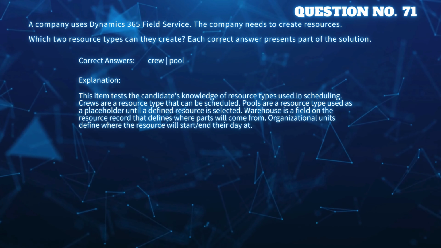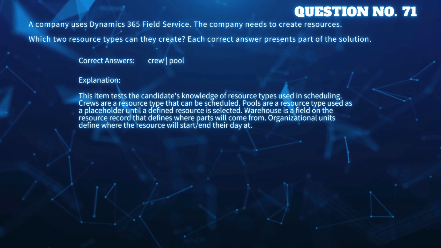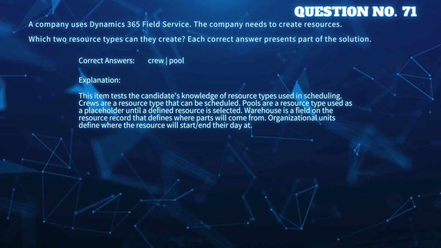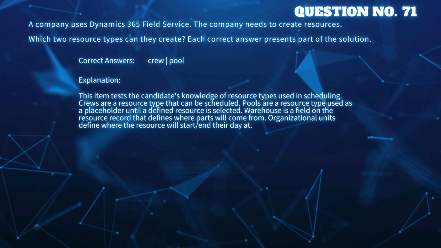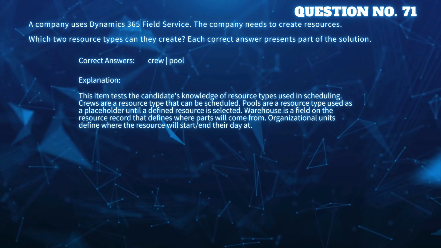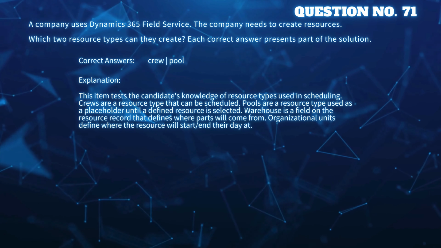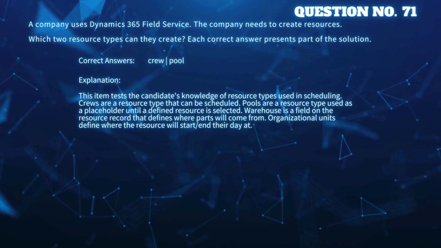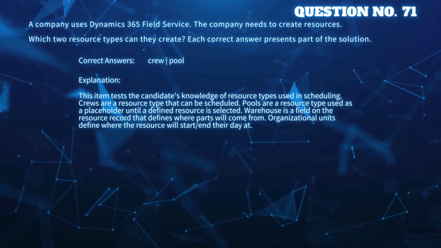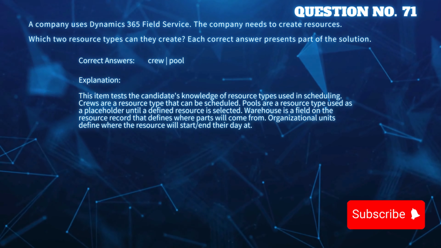Correct answers: Crew, Pool. Explanation: this item tests the candidate's knowledge of resource types used in scheduling. Crews are a resource type that can be scheduled. Pools are a resource type used as a placeholder until a defined resource is selected. Warehouse is a field on the resource record that defines where parts will come from. Organizational units define where the resource will start/end their day at.